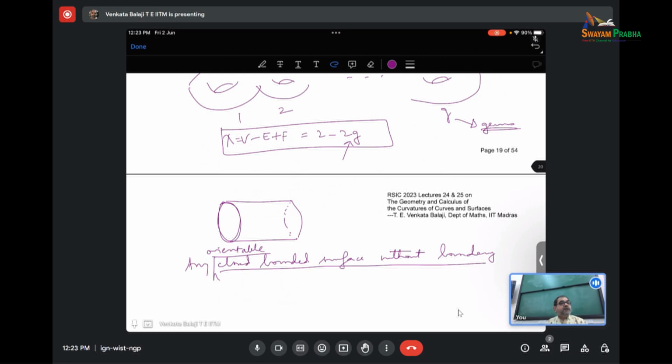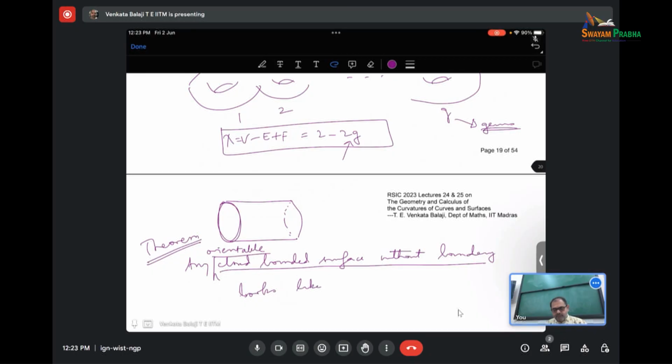So you take any orientable closed bounded surface without boundary, then the theorem, a very, very deep theorem that is not easy to prove, says that it is a sphere with g handles attached. This is a very deep theorem. It's called the fundamental theorem of classification of surfaces. So that is the importance of the g.